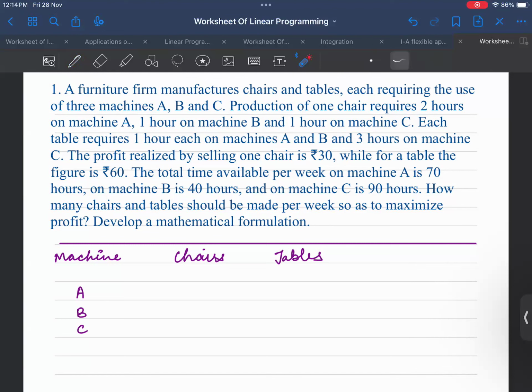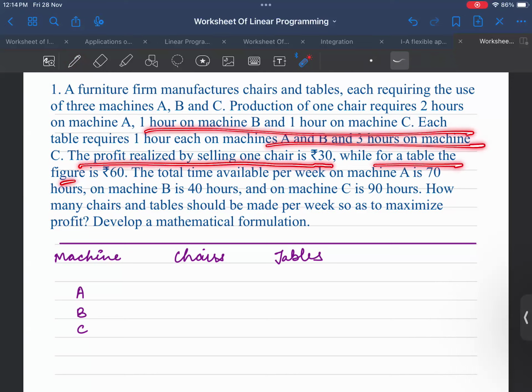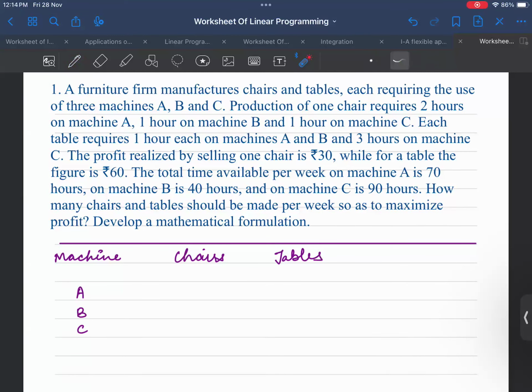Read it. 1 hour for the machine. Profit realized by selling one chair is rupees 30, while for the table is rupees 60. The available total time per week on the machine A is 70 hours. So we can say available time per week in hours is given. Okay.